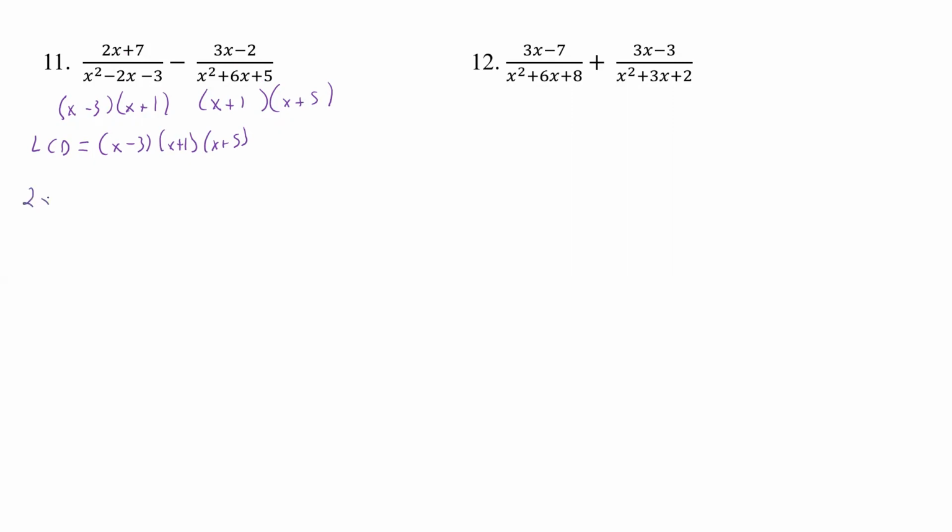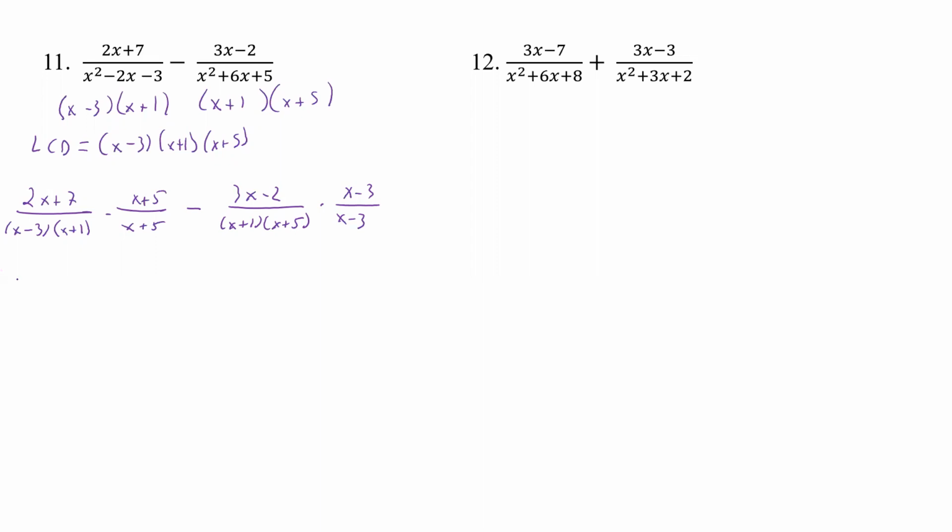So that's 2x plus 7 over x minus 3, x plus 1. And we have to multiply that one by x plus 5 over x plus 5. Then we have minus. Now we have 3x minus 2 over x plus 1, x plus 5. And we have to multiply this by x minus 3 over x minus 3. Okay. Now what we're going to do is FOIL the numerator and FOIL the numerator here.